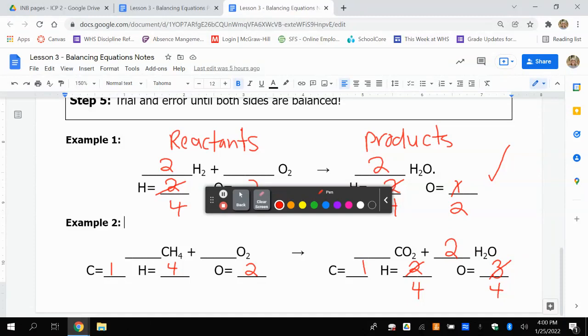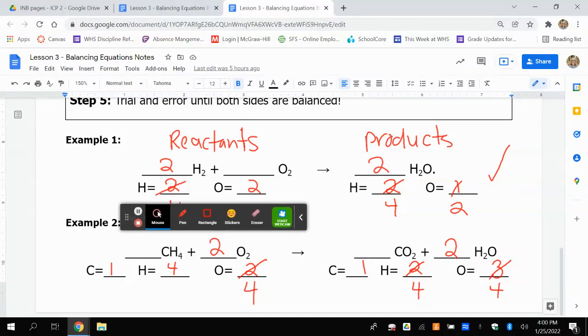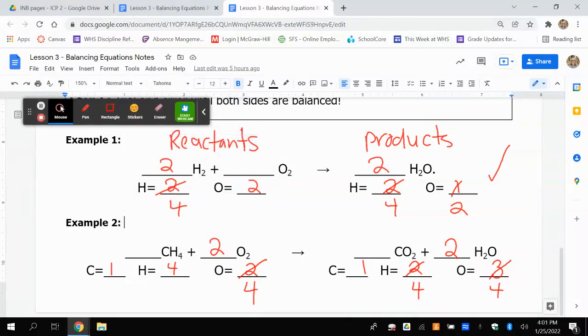Now we can see my hydrogens are balanced, but my oxygens are still not balanced. So what I'm going to do is add a 2 out in front here, and that's going to give me 4 hydrogens. Now I have 1 carbon, 4 hydrogens, 4 oxygens in my reactants, and I have 1 carbon, 4 hydrogens, 4 oxygens in my products. And we are balanced. Okay? So take a look at how I did both of those. The goal is to get the same number of atoms on one side as the other side.